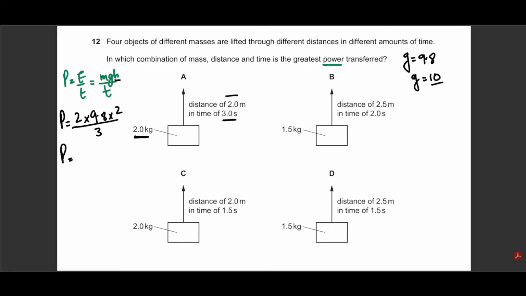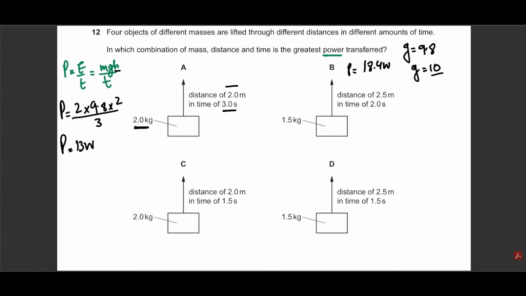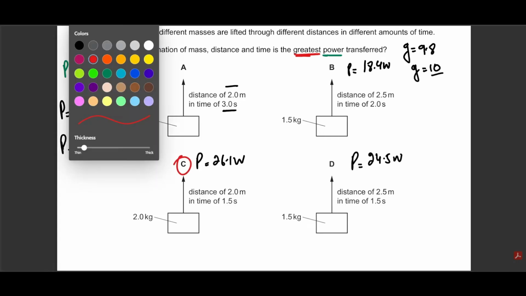It was 3. So power in this case comes out, let me just refer back to the notes. Okay, so the power in this situation comes out to be 13.1, but for the sake of argument, I'm taking this as 13 watts. I've done the same thing for all the other options, which in this case would be 18.4 watts. So power in option C comes out as 26.1 watts, and power in option D comes out as 24.5 watts. Now, if you do this, it takes you a lot of time. And now we can clearly see that the greatest power transferred is in option C. Really good practice.